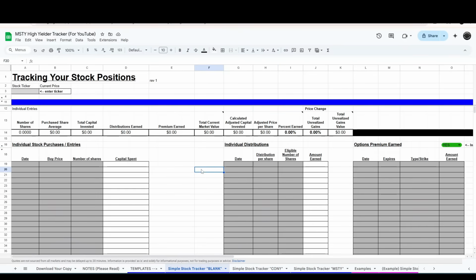But if you have your own way of doing that, of tracking your position, then definitely please use that. This is only for those who do not have a way of tracking their position or would just like to try this sheet out for themselves.